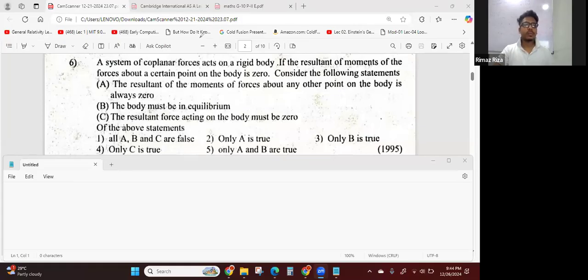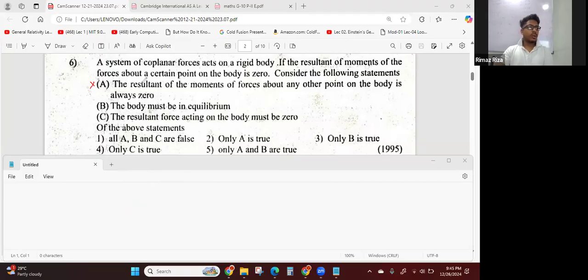Only for the force couple, the moment is the same anywhere, from any point. If an object is in equilibrium, the resultant moment will be zero from any point. But here there could be a resultant, and if you take the moment from a point on the line of action of the resultant, then it will show zero moment, but we can't ensure that this is in equilibrium. Okay. So therefore, statement A is wrong. The body must be in equilibrium.